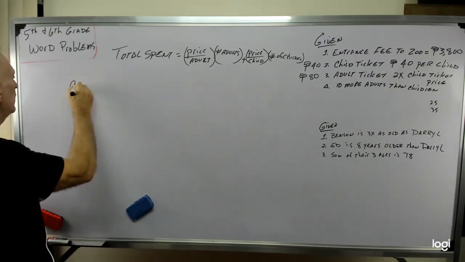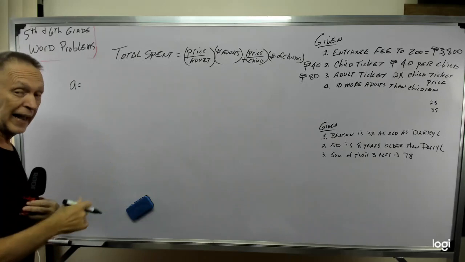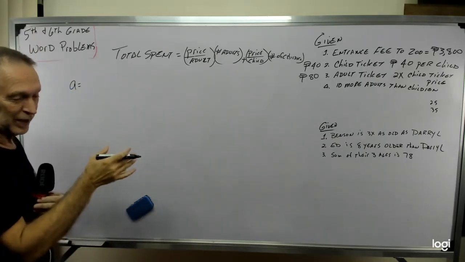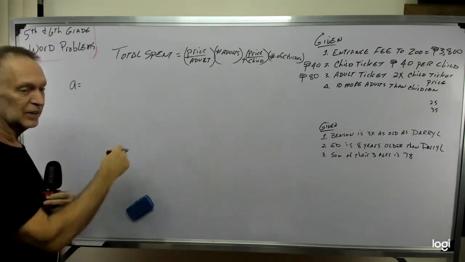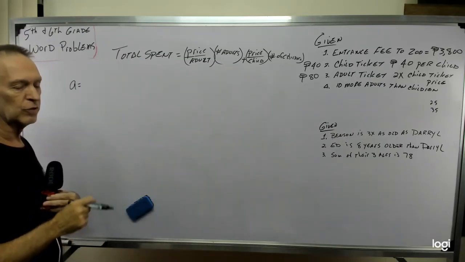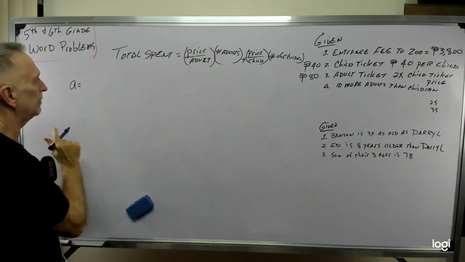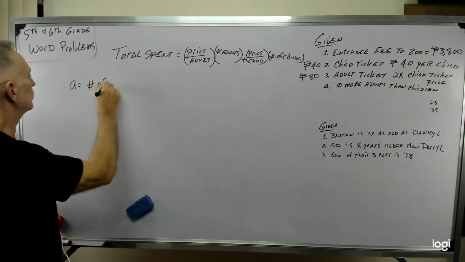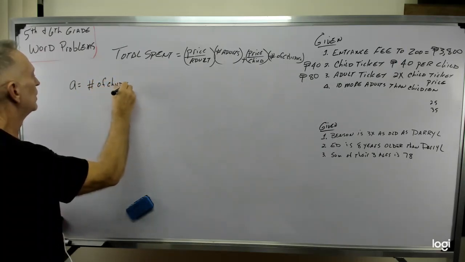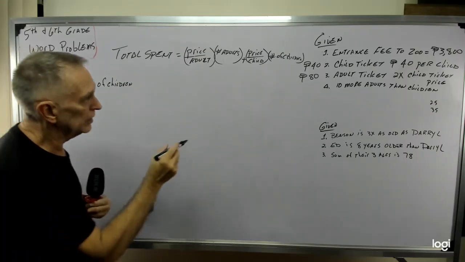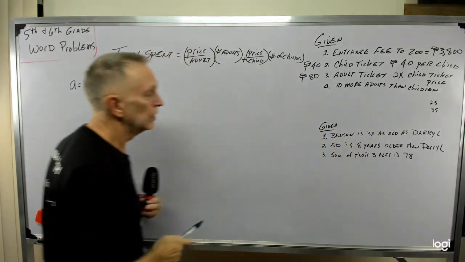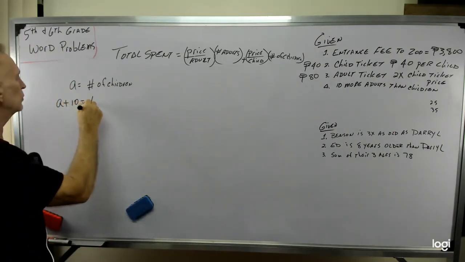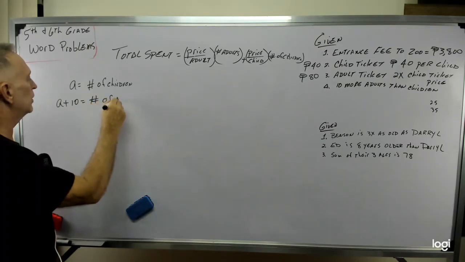All right, A equals, I like A. Actually, I like X better, but since 2 times, the children may get confused, so I just use A. Okay, A equals the number of children. Now it says we had 10 more adults than children. So A plus 10 equals the number of adults.